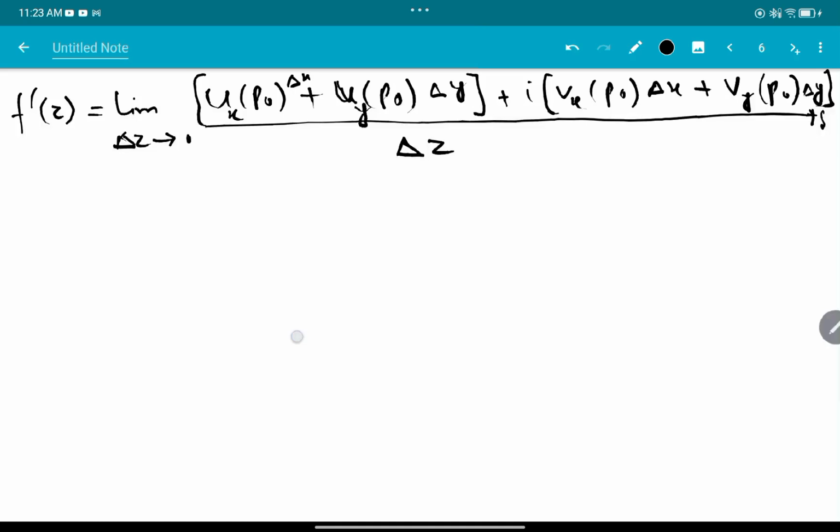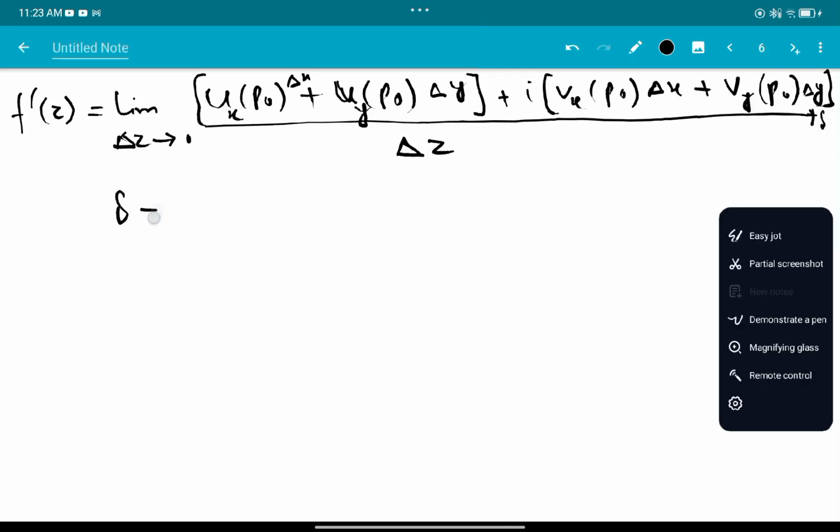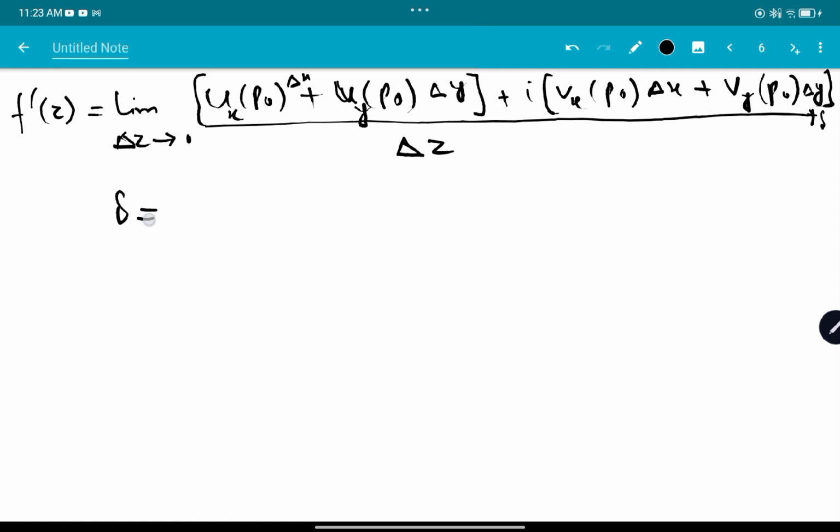Now, this is important. This is the point. This is the heart of this topic, the heart of this lecture, this delta. What is this delta? Yes, let us see.